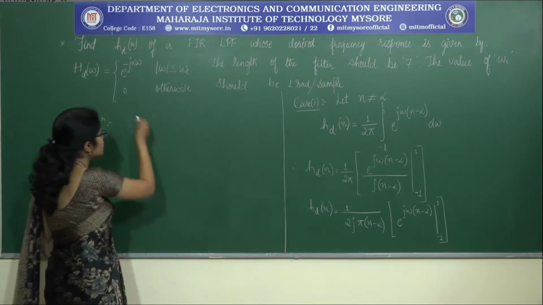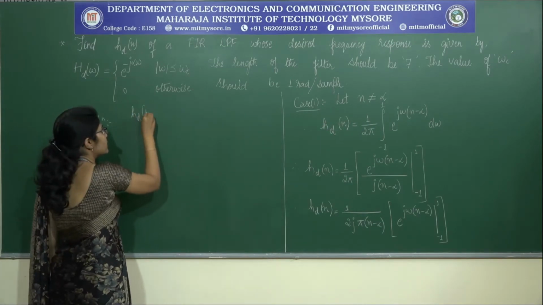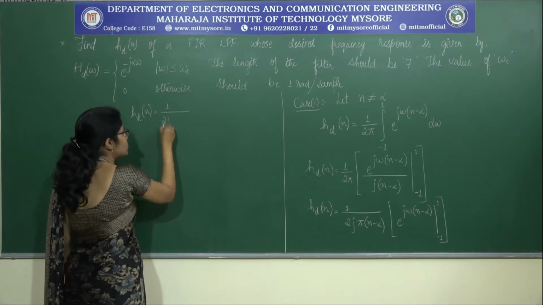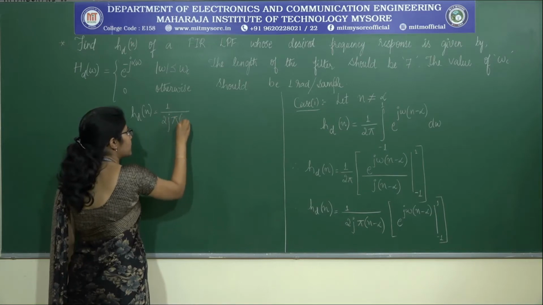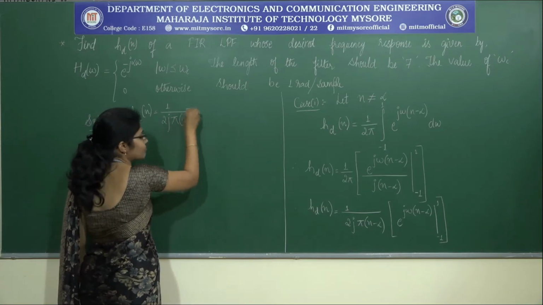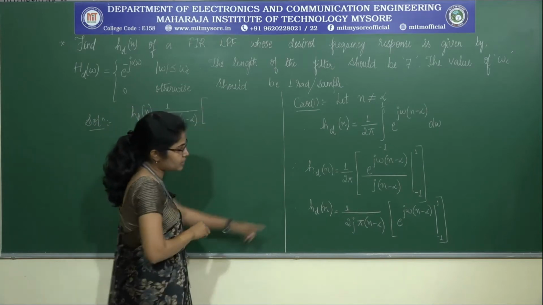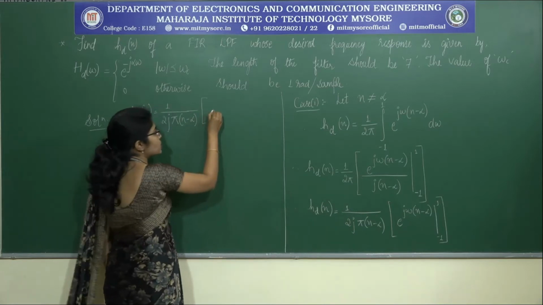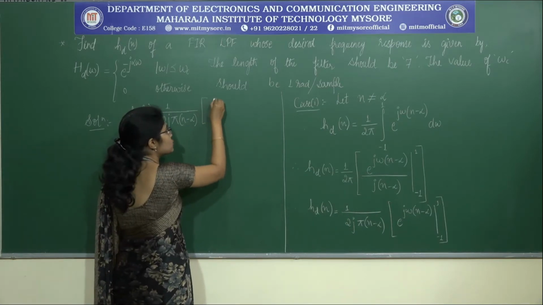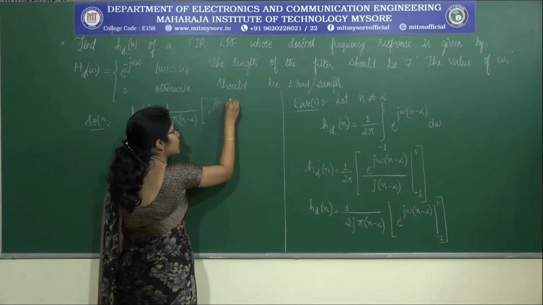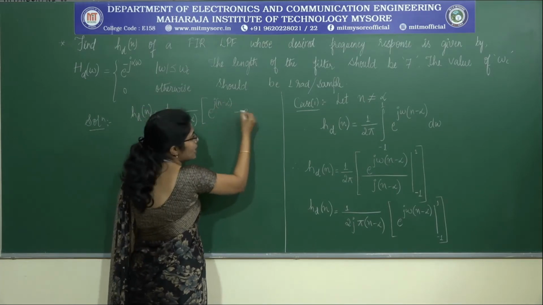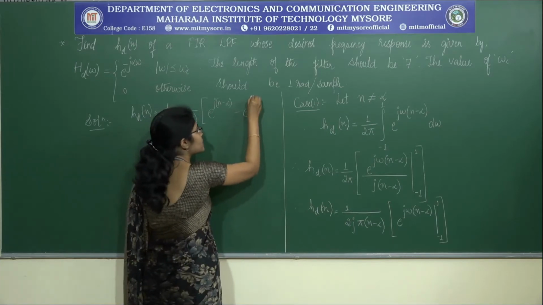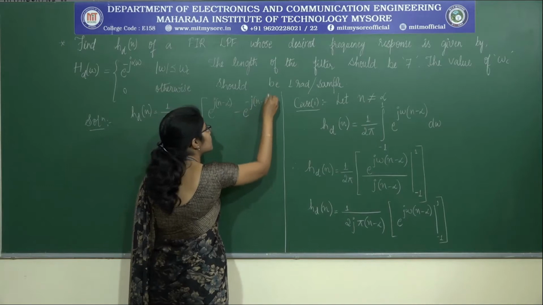If I substitute the limits, hd of n will be equal to 1 divided by 2j into pi into n minus alpha. So, what is the upper limit? It is 1. If I substitute omega as 1, what is the exponential term which we get? It will be e power j (n minus alpha), correct? Minus, and the lower limit is minus 1. If we substitute omega as minus 1, it will be e power minus j (n minus alpha).